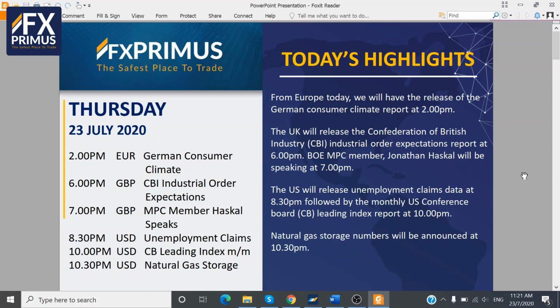So I guess today's main event or main focus will be at 8:30 p.m., where we will be having the unemployment claims numbers from the US. The US will also be releasing the Conference Board Leading Index numbers at 10 p.m. And finally, it will be wrapped up by the natural gas storage numbers at 10:30 p.m.